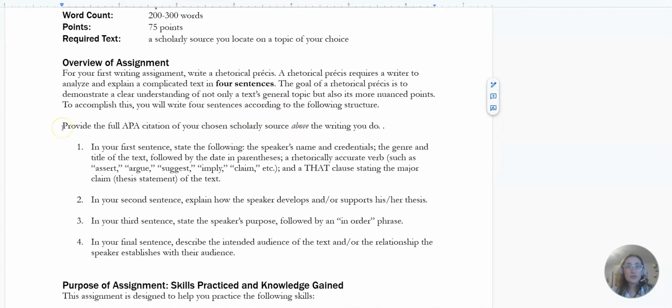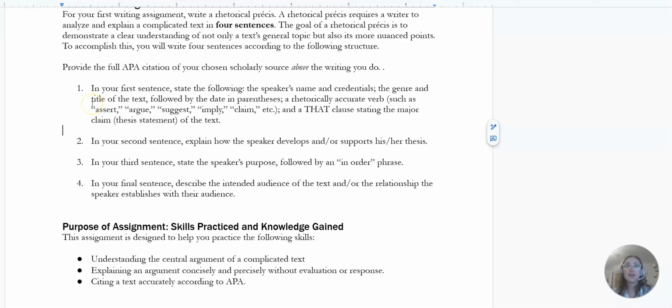First, before the sentences, give us a full APA citation of your source above the writing. The APA overview is going to be in week 2. And then here are your sentences. So sentence 1, give us the following. Who wrote it? What's the author's name? What are their credentials? What genre is the text? What's the title? Give us the date in parentheses.